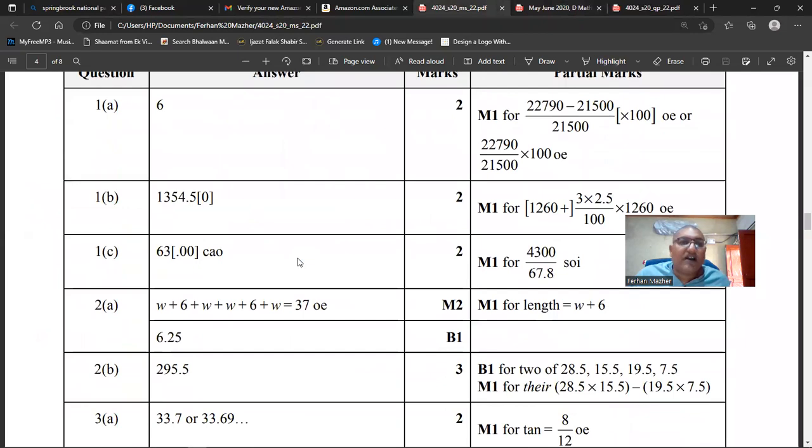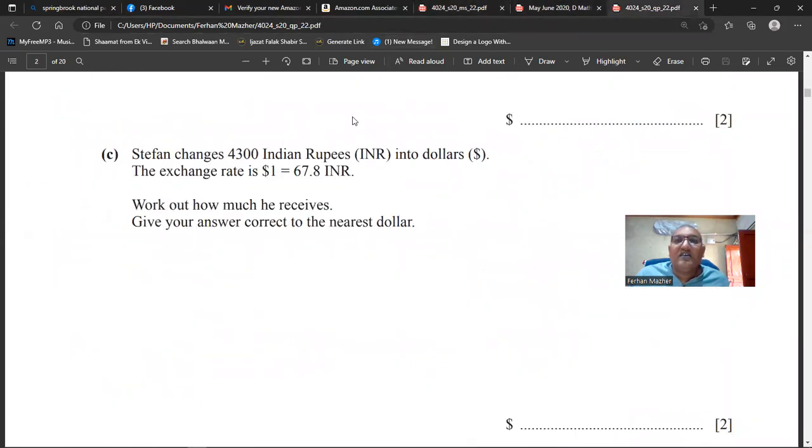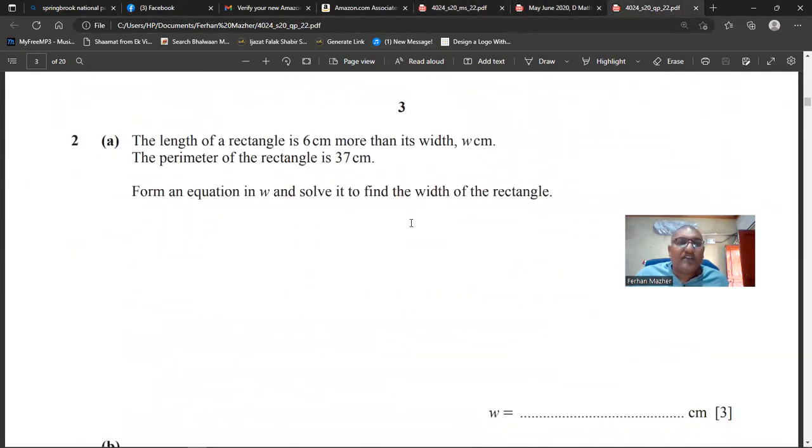So we can look from the marking scheme. Yeah, our answer is right. Okay, so now we are going to the next question, and that is question number 2.